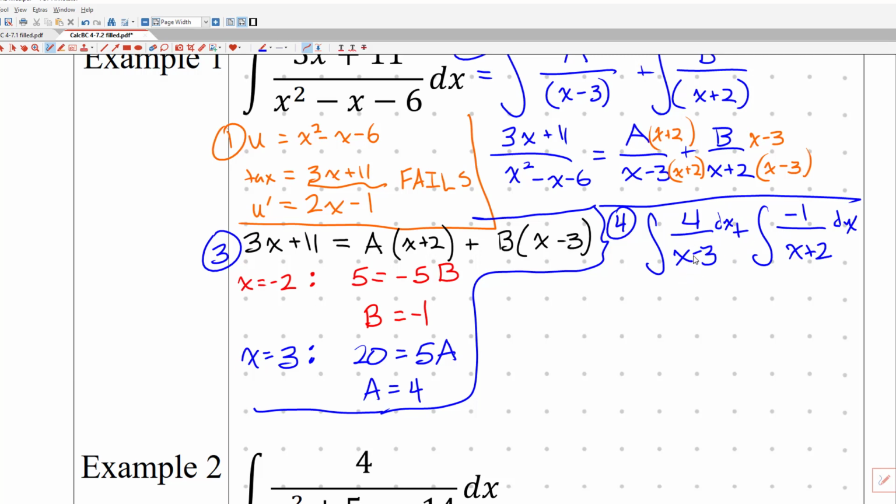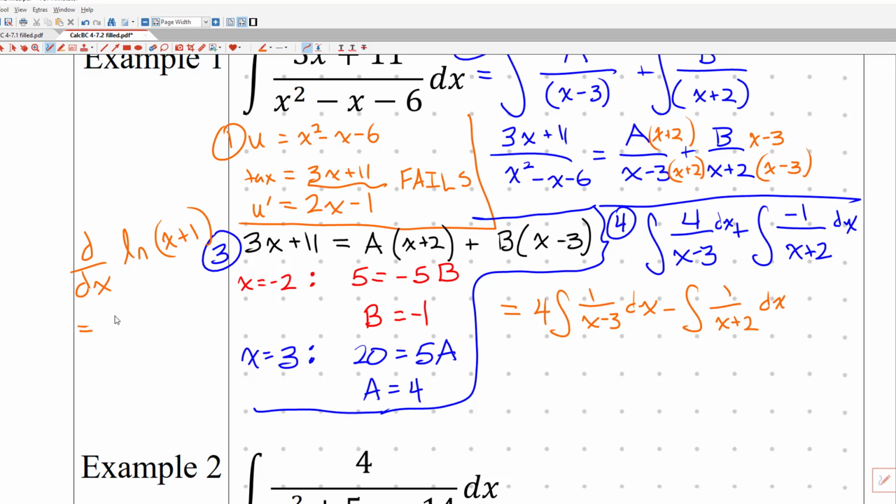Again, you can use Taxman, but it's one of those things that I'm hoping that you can eventually see. This 4 can really be factored out in front, so let me rewrite this. This is the same thing as 4 times the integral of 1 over x minus 3 dx plus, I should say minus, because that's a -1, right? So minus the integral of 1 over x plus 2 dx. And the only thing that is the antiderivative of 1 over something is natural log, because if you remember, the derivative of natural log of something, let's just choose x plus 1 for the sake of an example, that's equal to 1 over x plus 1, which looks awful familiar to what we have over here.